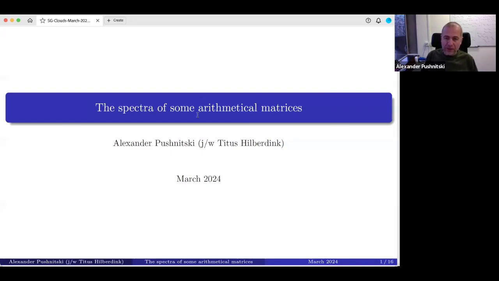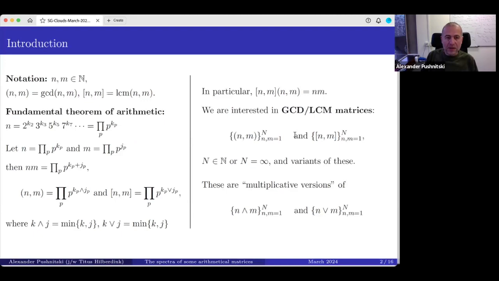Okay, so what are arithmetical matrices? These are matrices whose entries have some sort of arithmetical significance. So they have to do with least common multiple or greatest common divisor or something like that. Let me start with a very easy introduction, just to remind you of the definitions of the basic objects and notation. For n and m natural numbers, I will denote by these normal brackets the greatest common divisor of n and m, and by square brackets the least common multiple of n and m.